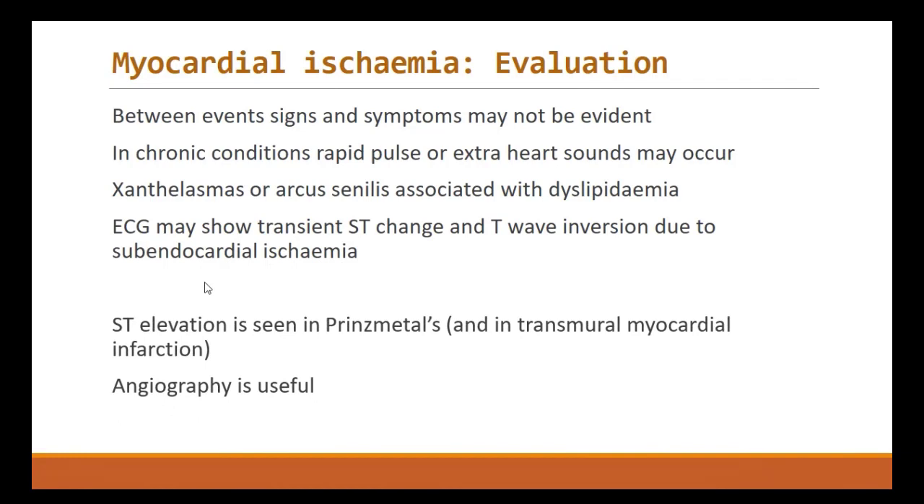ST elevation is seen in Prinzmetal's angina. So ST elevation is usually seen in myocardial infarction, as I will explain later. So Prinzmetal's can show you ST elevation, but usually in stable angina, you will have ST depression. Angiography is useful. It will show you if there is any narrowing of the coronary artery.